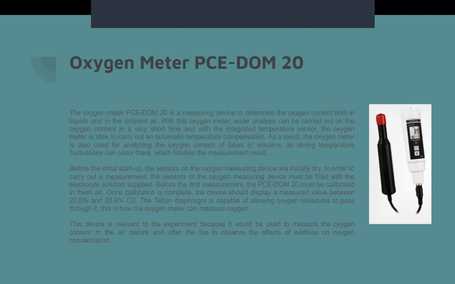Once calibration is complete, the device should display a measured value between 20.8 and 20.9% oxygen. The Teflon diaphragm is capable of allowing oxygen molecules to pass through it, which is the most important component of the device, as it is how the oxygen meter can measure the oxygen in the air.